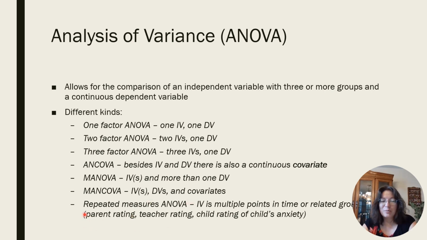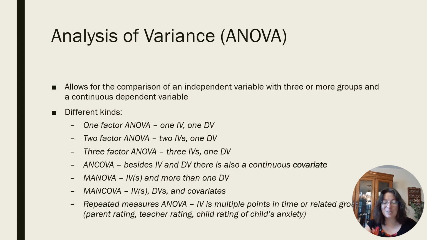And we can also use this the same way that we use a paired samples t-test. We can do it with a repeated measures ANOVA. So either we're looking at 3 or more points in time, or 3 or more related groups, like a parent rating, teacher rating, and a child's rating of the child's anxiety. That would be using what's known as a repeated measures ANOVA.